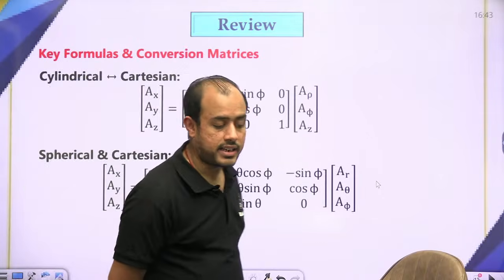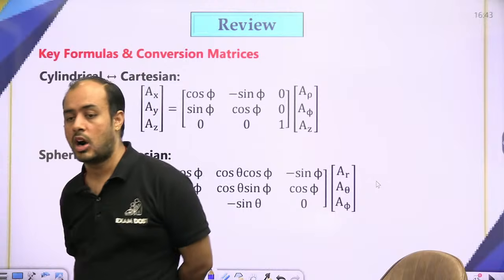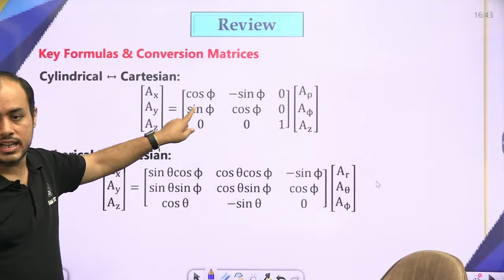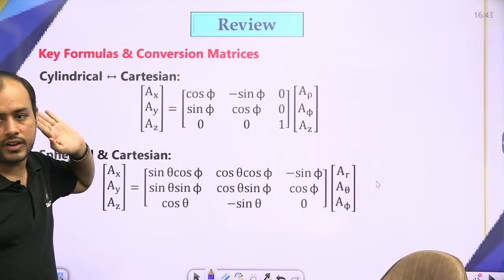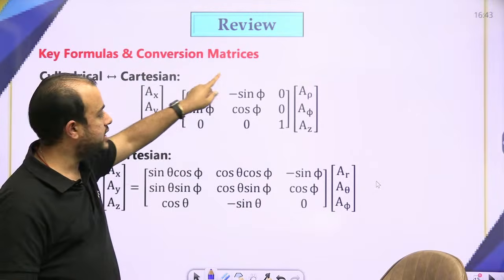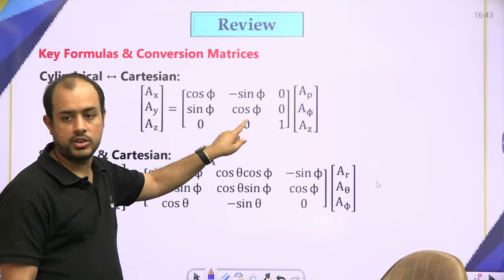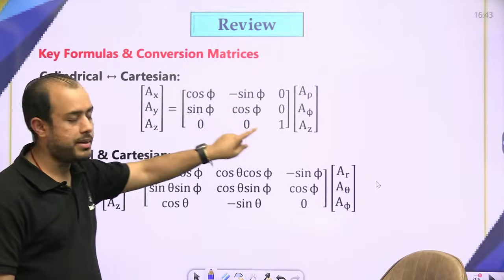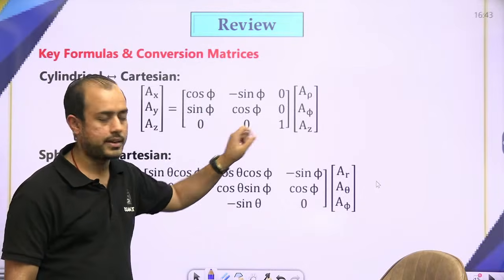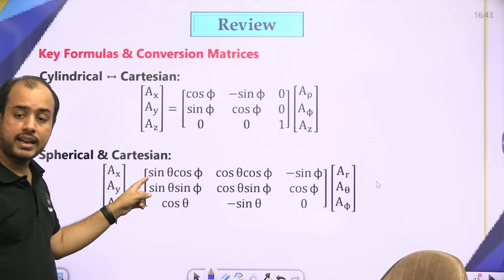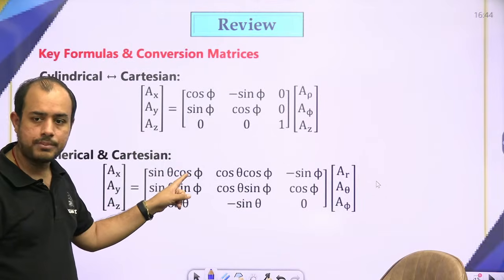Then we saw the matrix for conversion. I told you how to use the conversion. X is rho cos phi, y is rho sin phi, z does not depend on rho and phi. Then we differentiate this with respect to phi. So minus sin phi, cos phi is 0, and z is same as z. So 0, 0, 1.